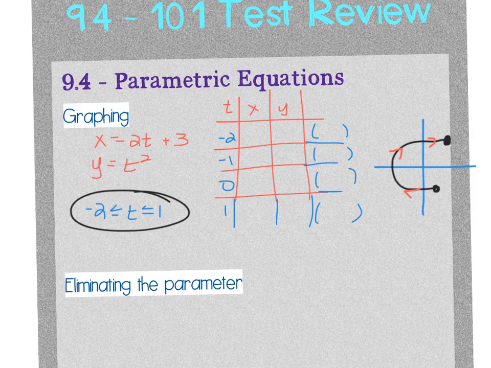I would say that's the most common mistake made with parametric, is the forgetting of the endpoints and the forgetting of the arrows. Make sure that it has those, because remember, parametric is something that's done over time. Questions on the process there?